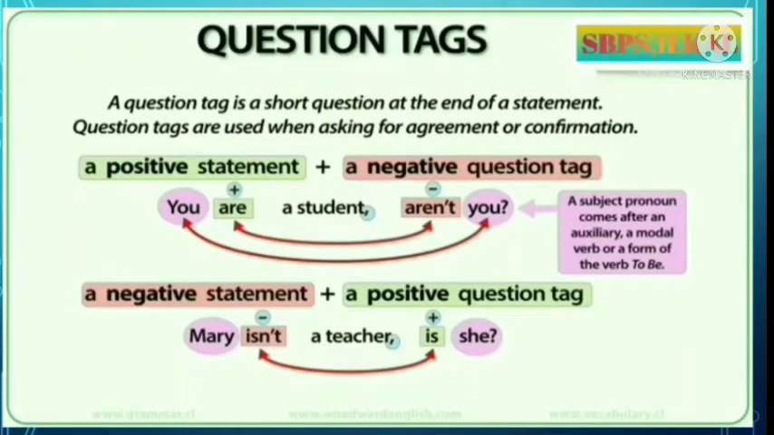And here is the negative sentence. Listen. Mary isn't a teacher. Is she? So the sentence is negative. So we have to use the positive question tag here. Mary isn't a teacher. Is she? So this is the question tag for the negative statement.